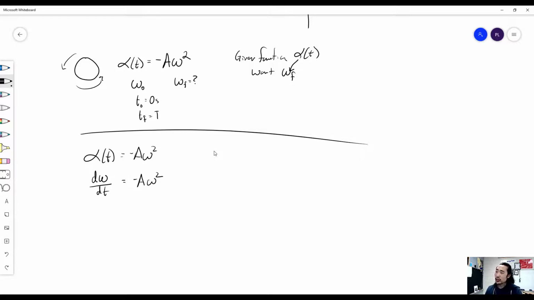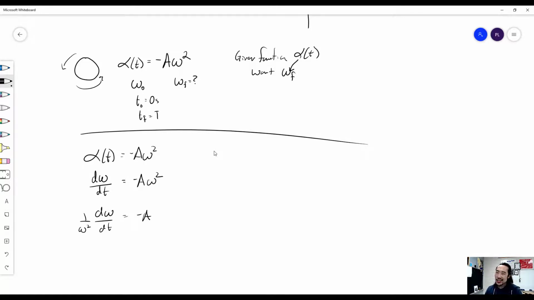Now, speaking of like terms, I've got to combine the like terms together. I have to have all the like terms over on one side. If I take a look here, I see that there's omega on my left and omega on my right. I don't like that. I want to make sure all my omegas are on one side. So I'm going to divide both sides by omega squared. If I do that, I get d omega over dt divided by 1 over omega squared is equal to negative a. Looks pretty good.